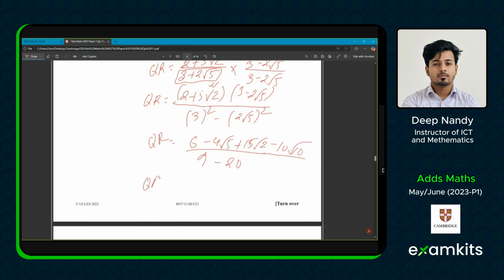Now if we solve this part, 9 minus 20 equals to minus 11. And here 5 root 6 minus 4 root 5 plus 15 root 2 minus 10 root 10. No, it's 50. Sorry, 2 root 5 whole square, that value is 50. It's only 50.